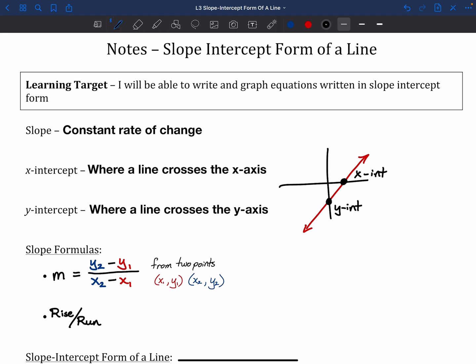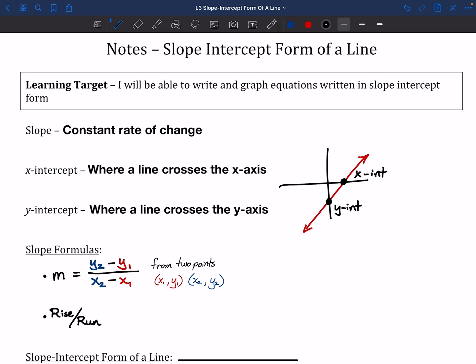We know about slope. It's a constant rate of change. It tells us how steep our graph is, whether it's going up or going down. It'll depend. We also have intercepts, an x-intercept and a y-intercept. I've drawn a little example on the right-hand side of the screen. If I have that red line on the coordinate plane, the x-intercept is where it's intercepting the x-axis. The y-intercept is where the line is crossing the y-axis. So y-intercepts are going to be pretty important to us as we go.